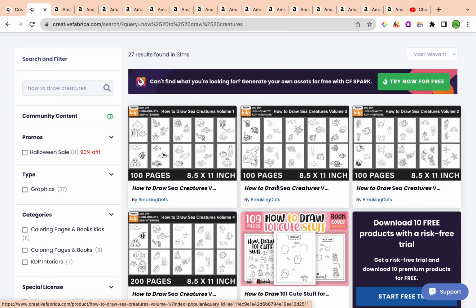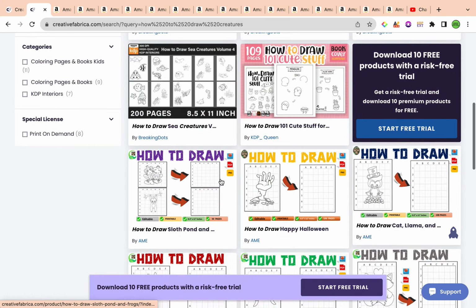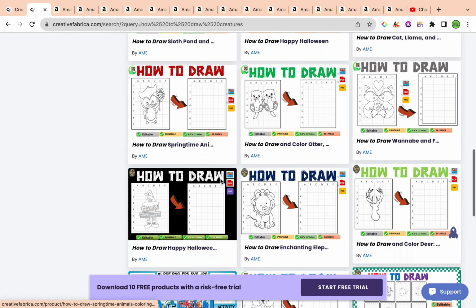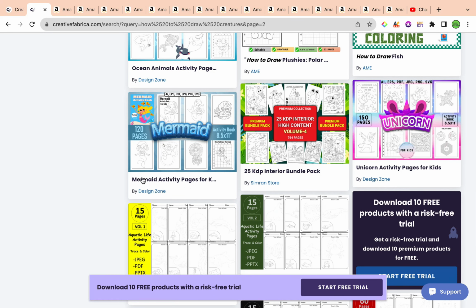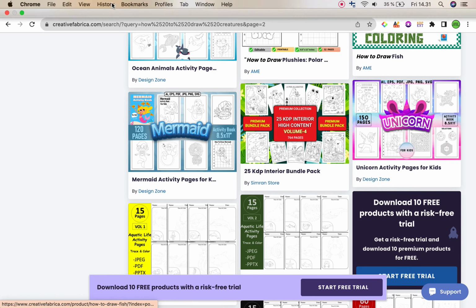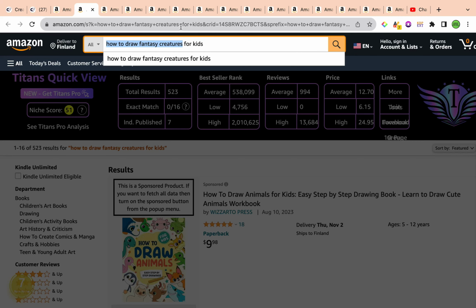This is more of a step-by-step, but this is exactly how on sea creatures as well. And this is also another keyword that we'll be able to search later on to see if it has any sort of capability. This one's more of a mermaid one. This one's a unicorn one. So our second keyword for the day, how to draw fantasy creatures for kids.